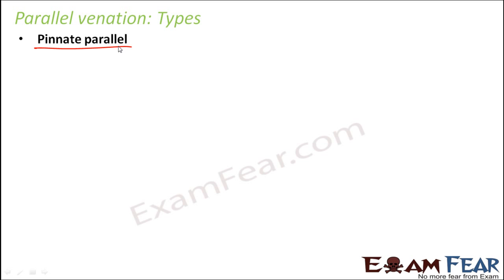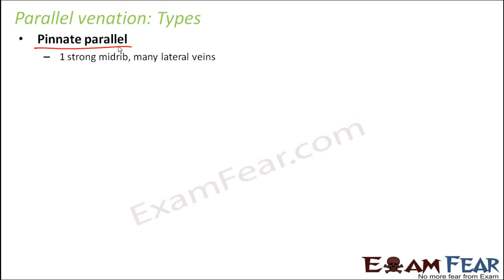So let us first talk about pinnate parallel. Whenever the word pinnate comes, it means one strong midrib. Whenever the term palmate comes, it means many strong midribs. Now, do you understand why palmate means many strong ribs? When you look at your palm, you have 5 fingers, right? Each finger represents a strong rib. So if you look at your palm, you have many strong ribs. That is why the name palmate. So palmate means many strong ribs, like many strong fingers in your palm.